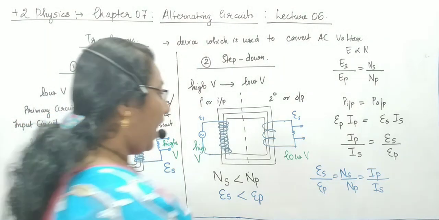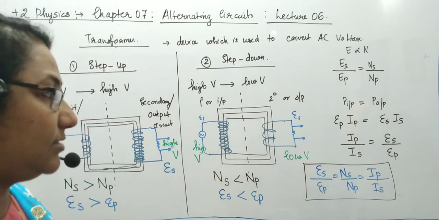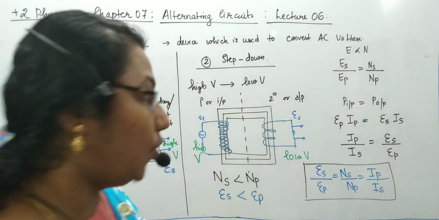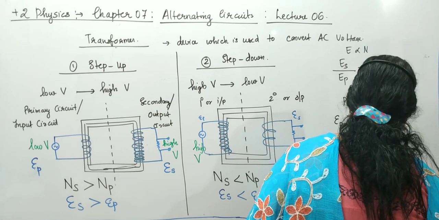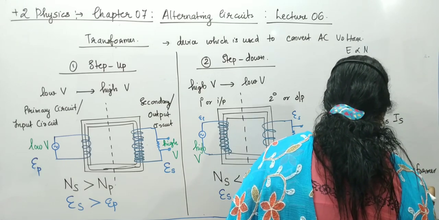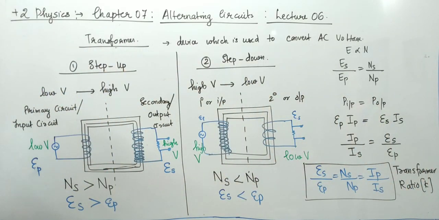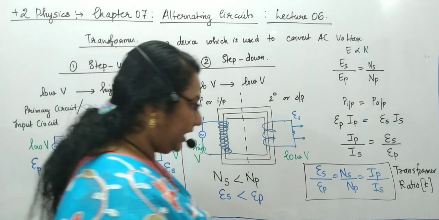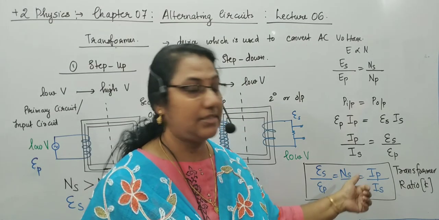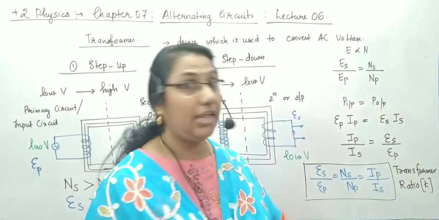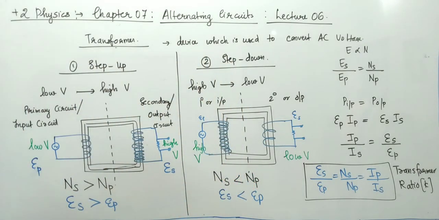Clear? And this ratio is commonly called the transformer ratio, and it has a name, transformer ratio. Transformer ratio is generally represented by the letter K. Clear? So what is transformer ratio? EMF across the secondary by EMF across the primary is equal to number of turns across the secondary by number of turns across the primary, equal to current in primary by current in secondary. Clear? Write this much.